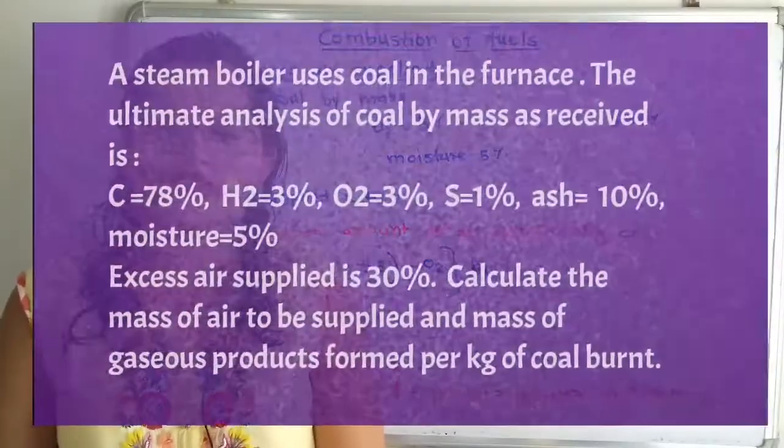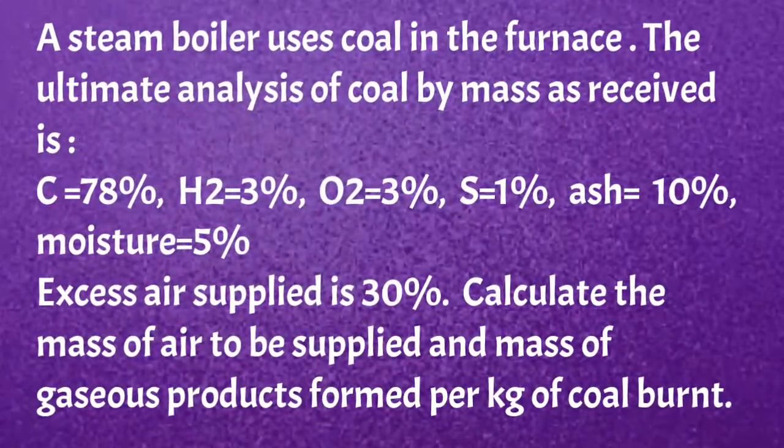First I will read the given question. A steam boiler uses coal in the furnace. The ultimate analysis of coal by mass as received is carbon 78%, hydrogen 3%, oxygen 3%, sulfur 1%, ash 10% and moisture 5%. Excess air supplied is 30%. Calculate the mass of air to be supplied and mass of gaseous product formed per kilogram of coal burnt. So this was the given question.